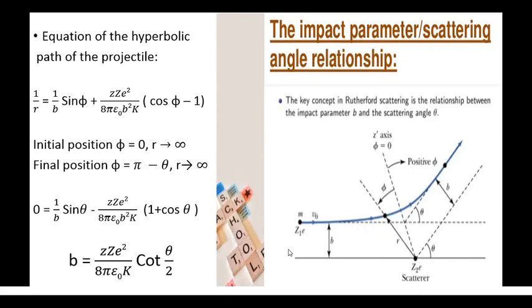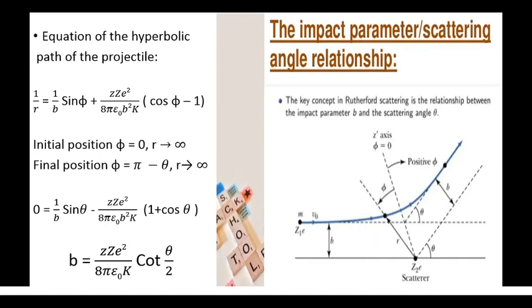That means the alpha particle is coming from a greater distance. So we know that small r is the distance to the alpha particle. If the alpha particle is coming from a greater distance, we can substitute r to be infinity. Considering the initial position, that is phi is equal to 0, that means the alpha particle is coming from far distances. So the phi angle is 0, and also r is infinity.